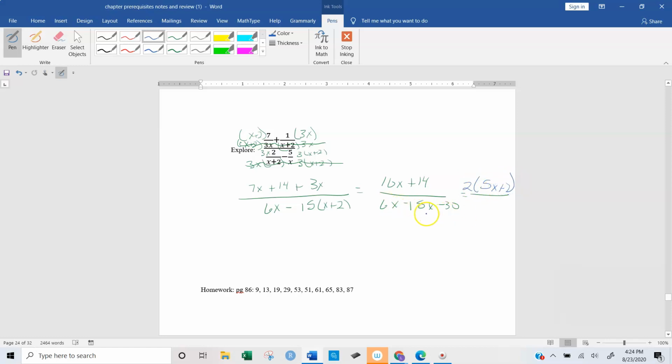Okay, in the denominator, 6 minus this 15 is a negative 9x. Right? 9x minus 30. Well, those two have a negative 3 in common. So now we've got numerator is 2 times 5x plus 7. I'm going to take out the negative 3. And that gives me 3x plus 10. Nothing reduces, but we are done.